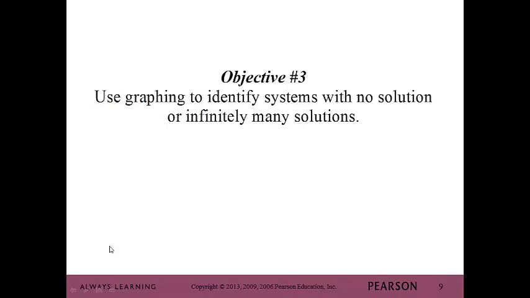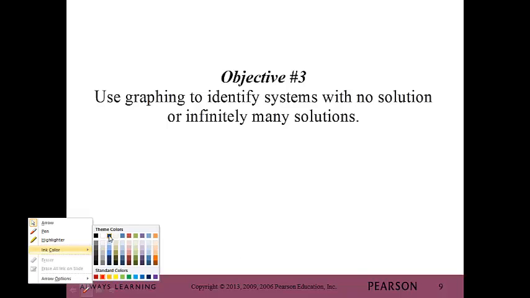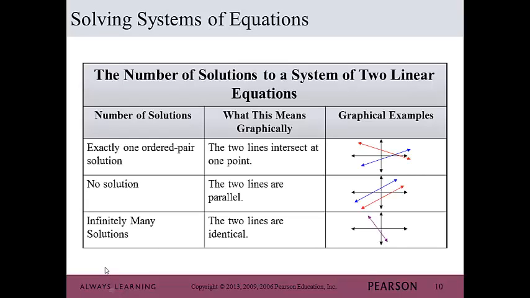Now we're in objective 3, so we're going to be using graphing to identify systems with no solution or infinitely many solutions. There are 3 types of solution. The first one is exactly one solution, so the problems that we had prior gave us one solution. And when we graph these lines, they intersected at one point. The second type is no solution. So if we were to graph a system of equations and they had no solutions, then the lines would be parallel because they do not intersect at all.